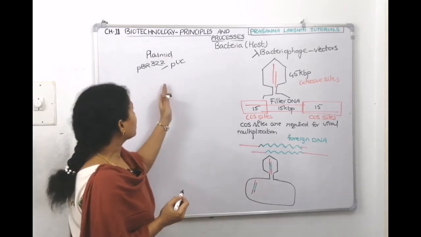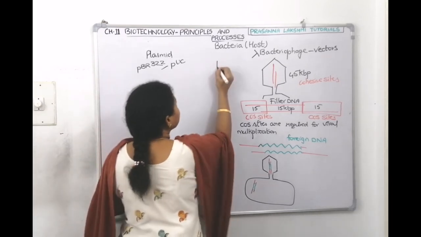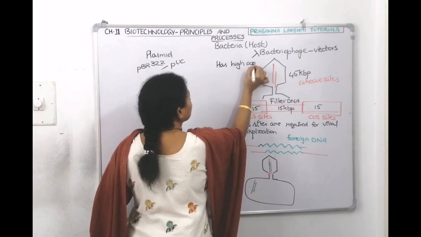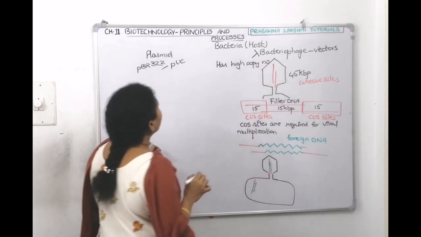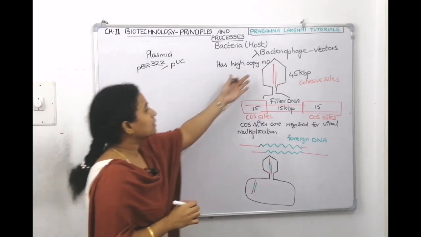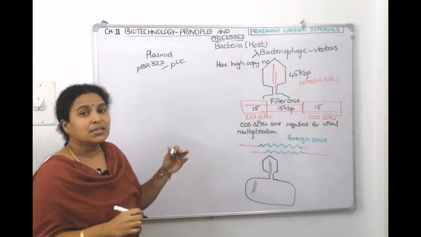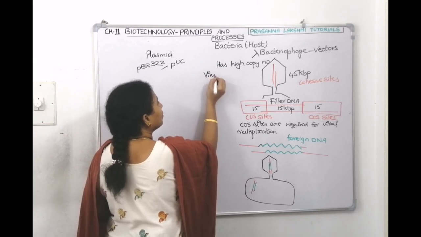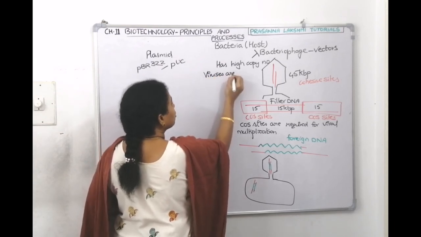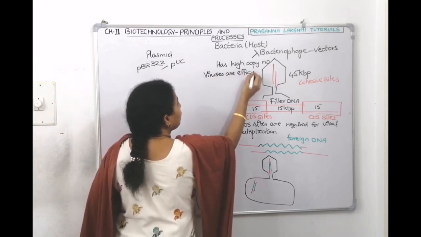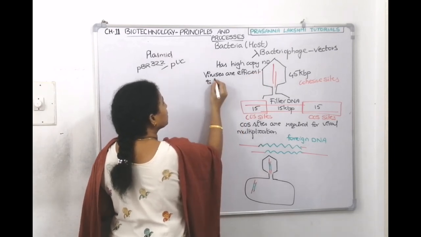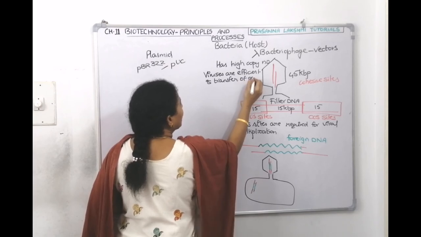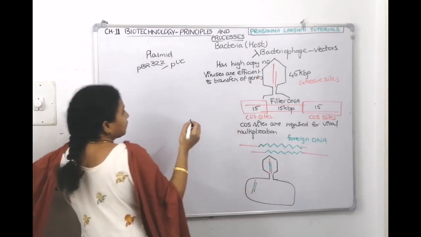When compared to plasmid, bacteriophage has high copy number. This is advantageous. And viruses can easily infect cells, right? So, viruses are efficient in transfer of genes when compared to plasmids.